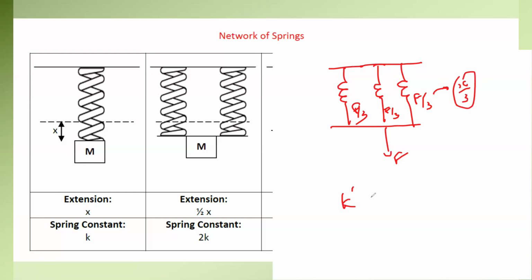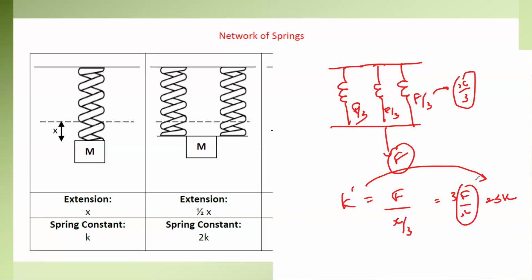So if I want the spring constant of this system, the total force is F, and the extension of each individual spring is the same. So this will become 3F over X, and F over X is K, so I can say 3K. It means the stiffness of this system is 3 times the stiffness of the individual spring. So the greater the number of springs I attach, the stiffer it gets.